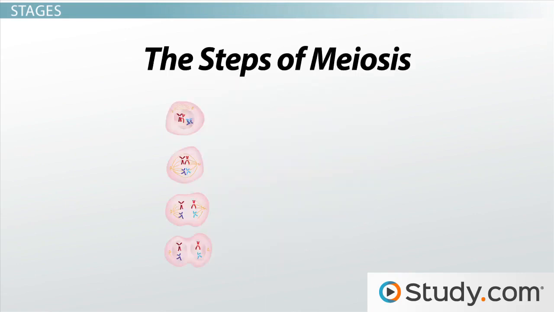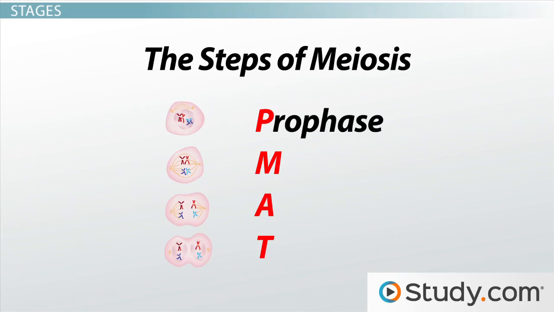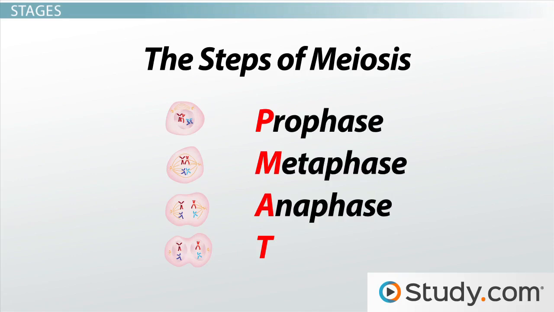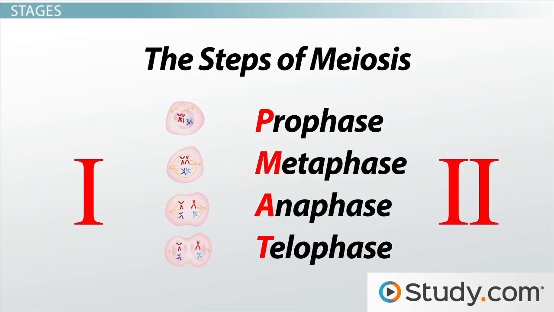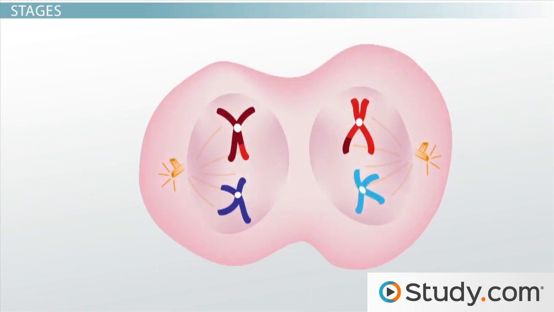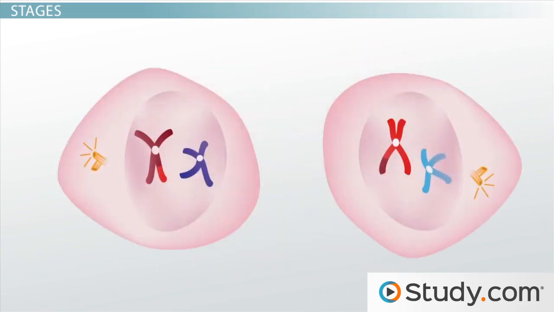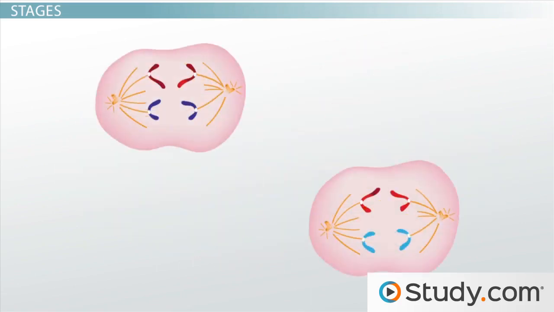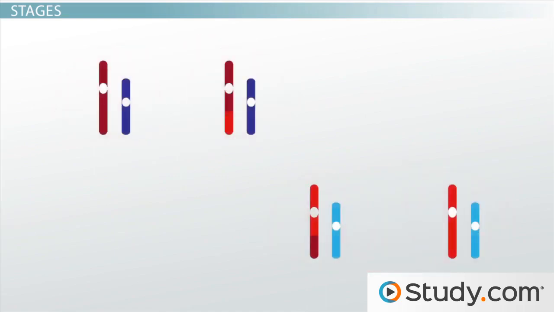When we learn the steps of meiosis, we can use a mnemonic that you might have learned if you studied mitosis, which is PMAT. This stands for prophase, metaphase, anaphase, and telophase. This is helpful, but it gets a little tricky. You see, in meiosis, we need to go through these steps twice. The first trip through, we get 2 new cells with equal numbers of chromosomes. The second trip is what reduces the number of chromosomes in half.